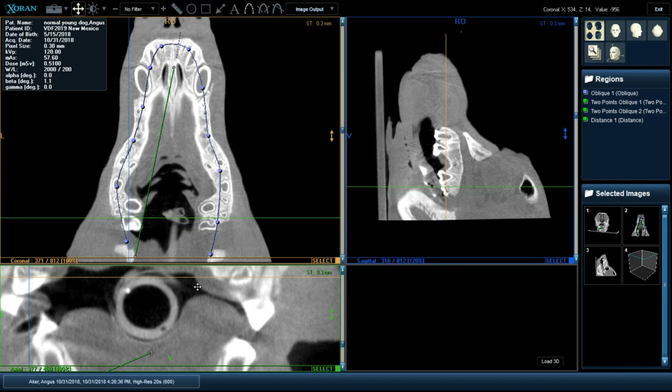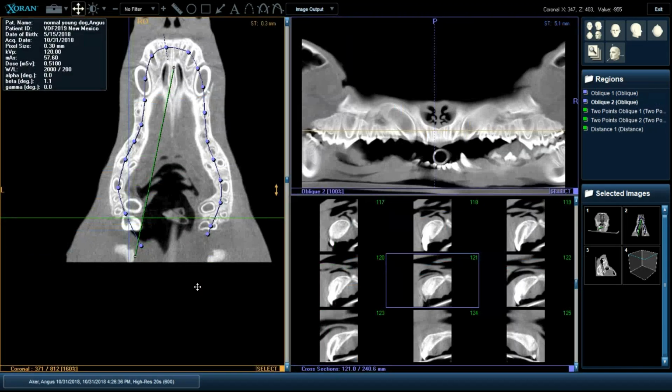This panoramic tool is such that we can trace the arch quickly. Let me do this now with you so you can see how to go about it. We're going to trace the arch sort of vaguely going through the roots buccal lingually. And when we're done, we'll just double click at the end.